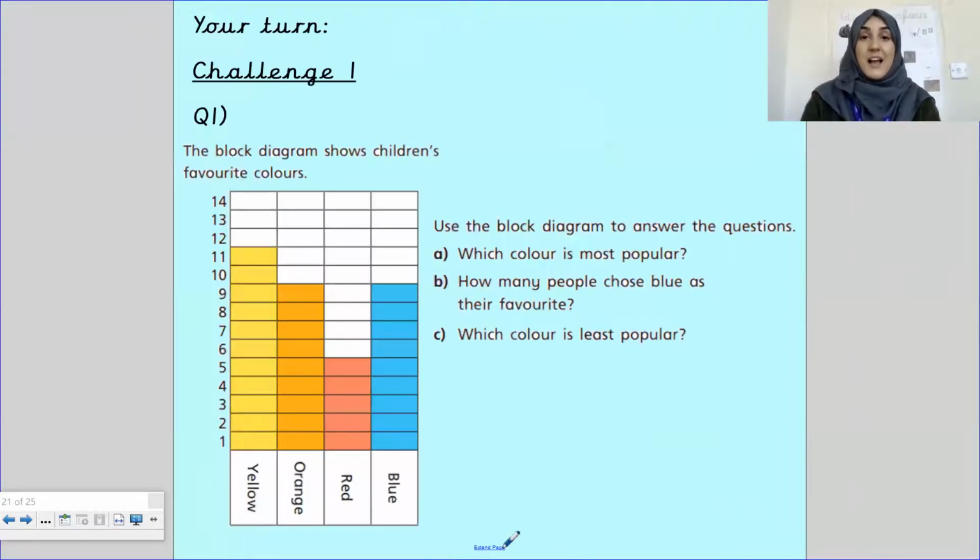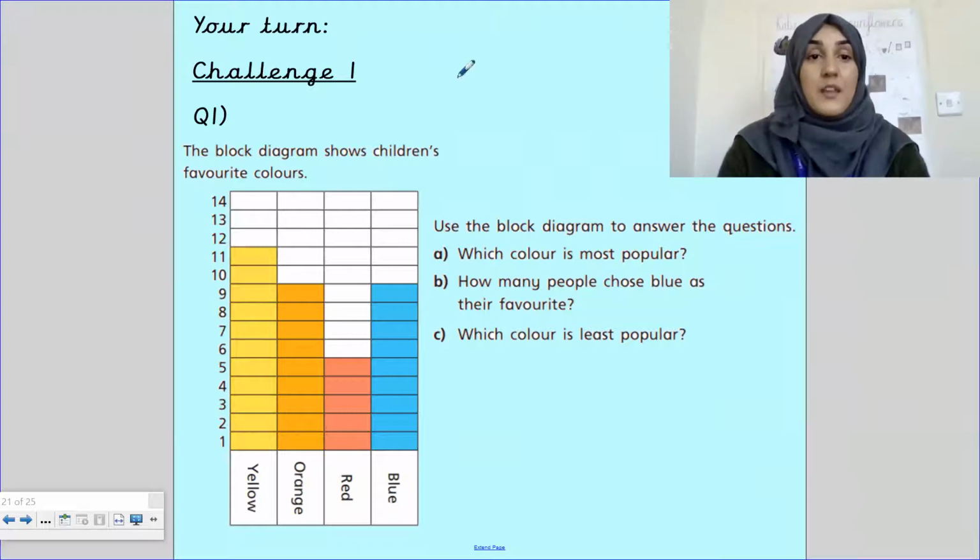Okie dokie. Now we have come to your part of this lesson, Morris class. It is your turn to complete your challenge. So this is a block diagram and it shows the different children's favourite colours. Now, can you answer which colour is the most popular?